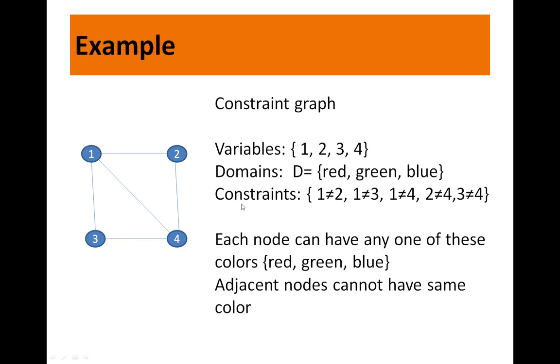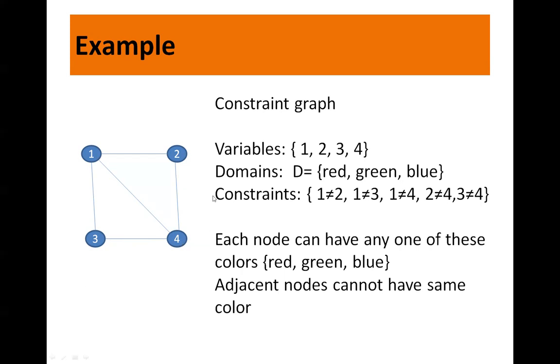What does that mean? What is the constraint then? Nodes 1 and 2 cannot have the same color because 1 and 2 are adjacent to each other. 1 and 3 cannot have the same color; 1 and 3 are also adjacent. Similarly, 1 and 4 are adjacent, so 1 and 4 also cannot have the same color. Similarly, 2 and 4 are adjacent to each other, so they cannot have the same color. And 3 and 4 are also adjacent to each other, so they cannot have the same color, right?